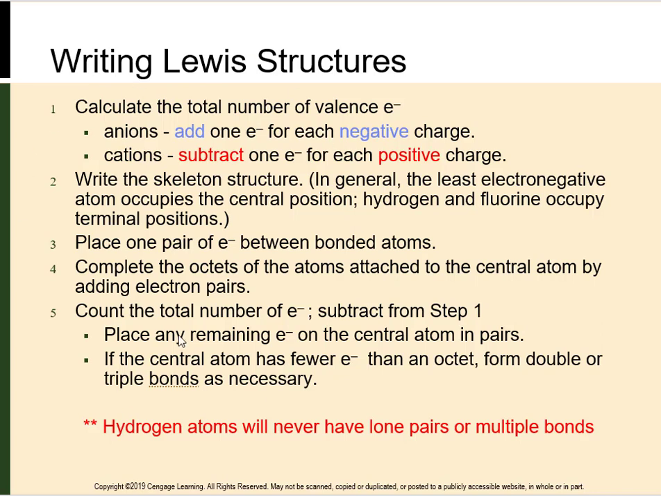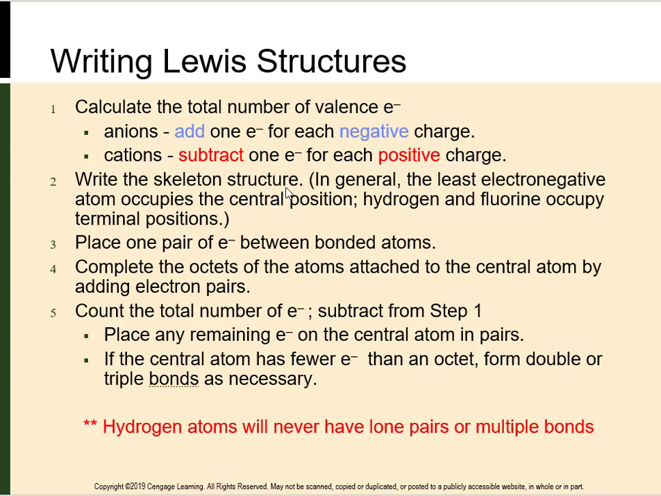Now, there are several rules, or steps, in writing Lewis structures. And we're going to need to go back and look at this when we actually have an example in front of us. But we first need to calculate the total number of valence electrons. Now, if it's just a neutral structure, then we don't need to add or subtract, because it's not a cation or anion. But if it is an anion, we would add one electron for each negative charge. For example, if we had carbonate, CO3, it's a negative two charge. So we need to add two electrons.